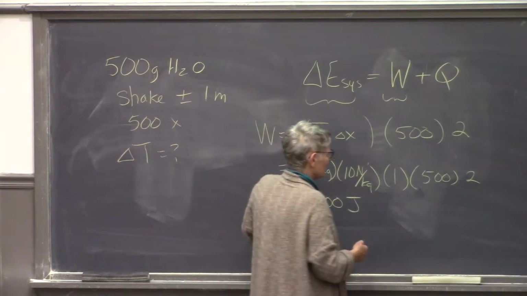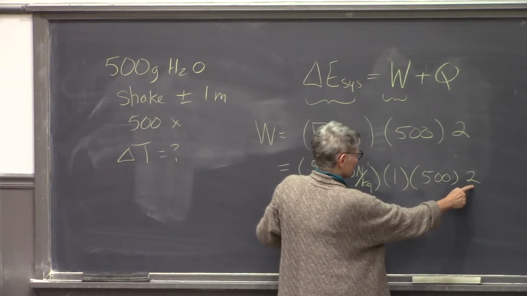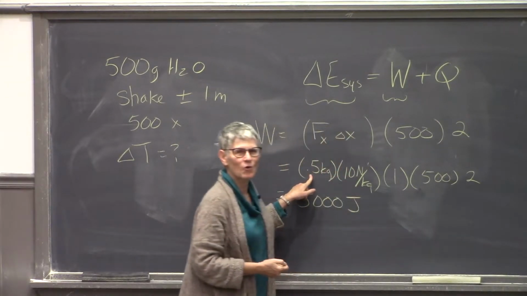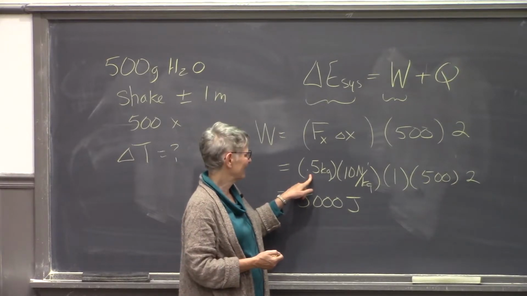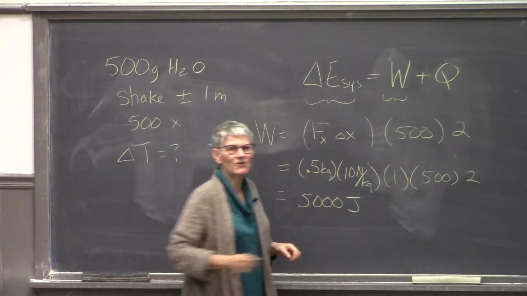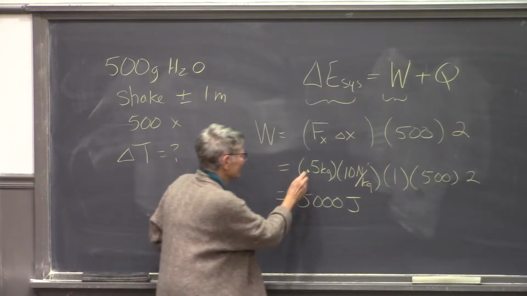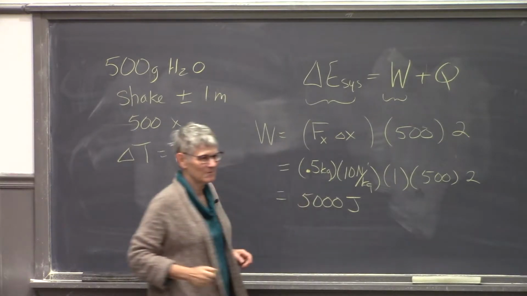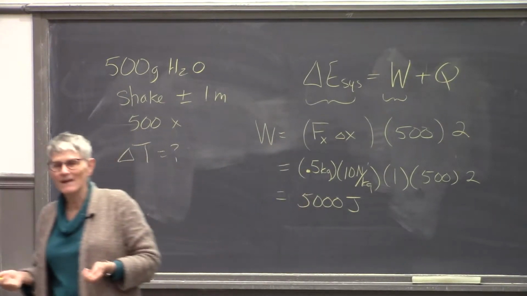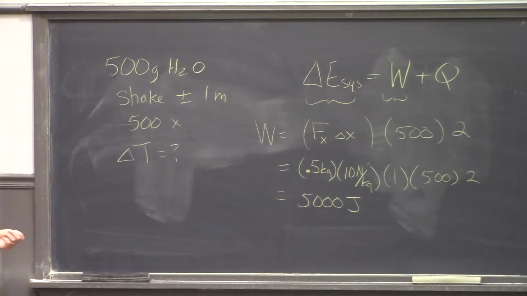1,000 times 5 is... As Carlos points out, 0.5 times 2 is 1. 0.5? Yes. 500. Sorry. Okay, 500. So water is a gram per milliliter. So, okay, 5,000 joules.